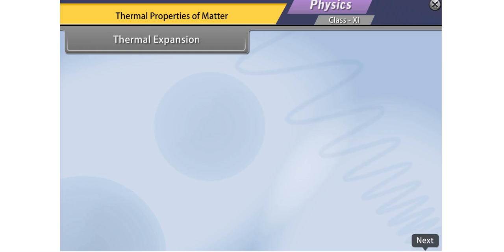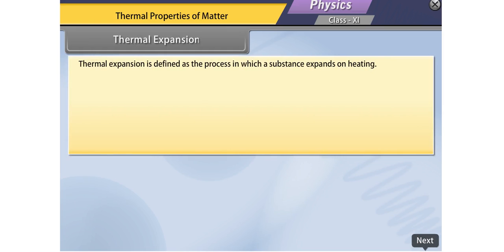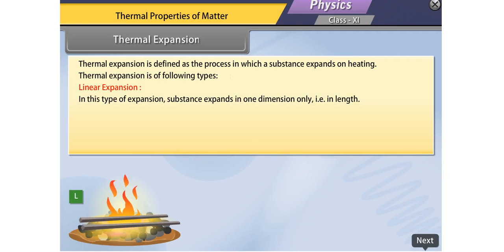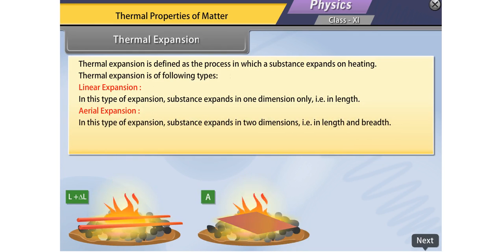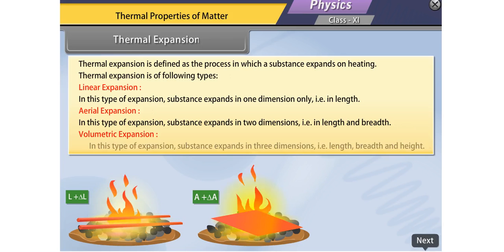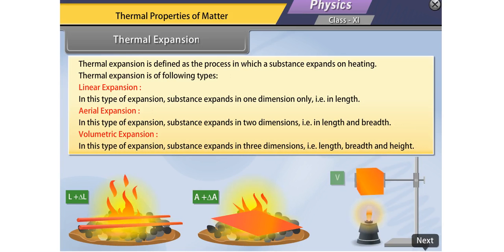Thermal expansion. Thermal expansion is defined as the process in which a substance expands on heating. Thermal expansion is of the following types. Number 1. Linear expansion. In this type of expansion, a substance expands in one dimension only, that is, in length. Number 2. Areal expansion. In this type of expansion, a substance expands in two dimensions, that is, in length and breadth. Number 3. Volumetric expansion. In this type of expansion, a substance expands in three dimensions, that is, in length, breadth, and height.